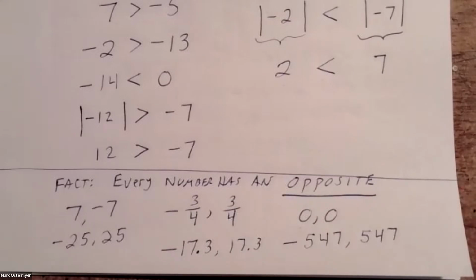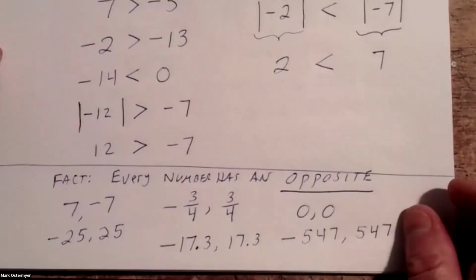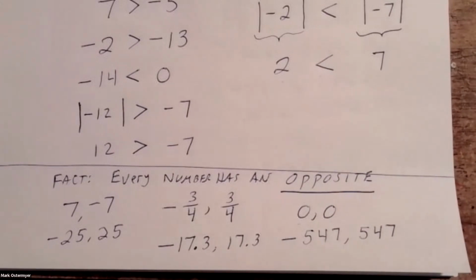So every number on the number line, and there's an infinite number of numbers on the number line, an infinite number of decimals and fractions, positive whole numbers, negative whole numbers, every number on the number line has an opposite. Every single one. Any questions with what opposites are? All right. Moving right along then.